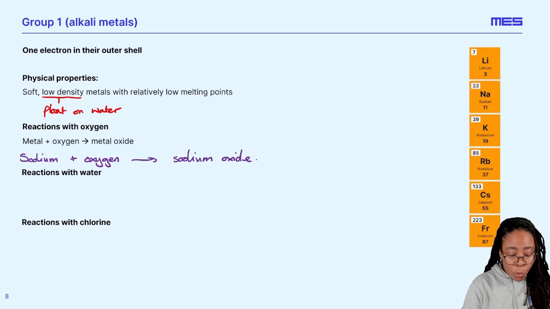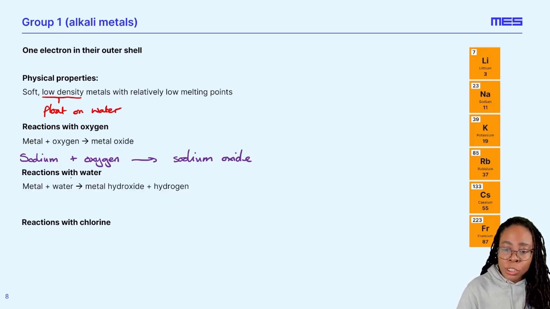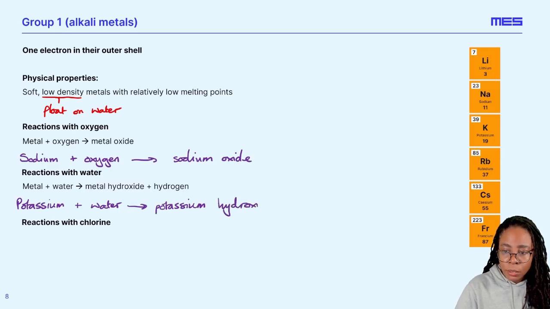For the reactions with water, the metal reacts with water to produce a metal hydroxide and hydrogen. So for example, if we were to choose potassium plus water, it produces potassium hydroxide plus hydrogen, and that's hydrogen gas, of course, so it will exist as H2.